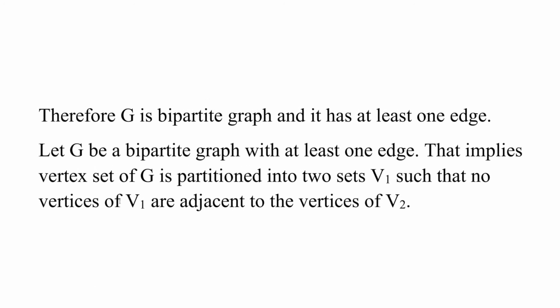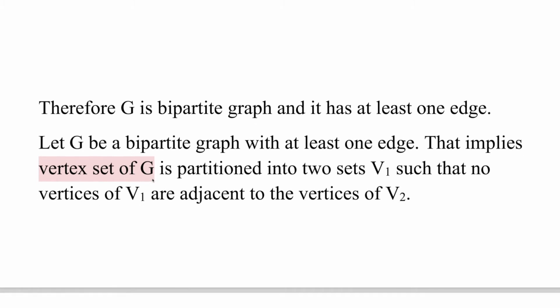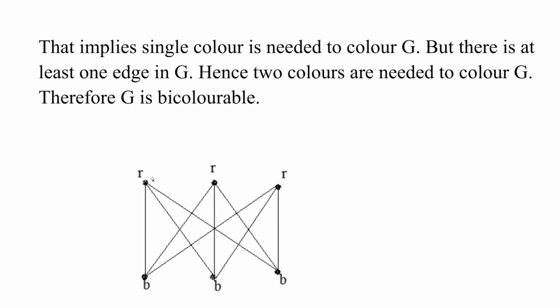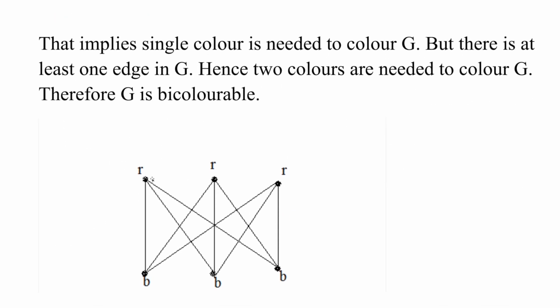Let G be a bipartite graph with at least one edge. That implies the vertex set of G is partitioned into 2 sets V1 and V2 such that no vertices of V1 are adjacent to the vertices of V2. That implies a single color is not enough to color G, but there is at least one edge in G, hence 2 colors are needed to color G. Therefore, G is bicolorable.